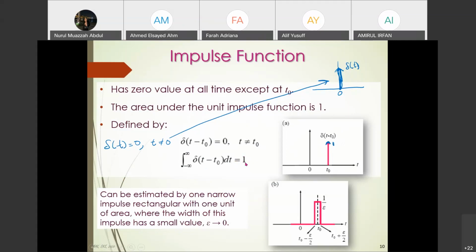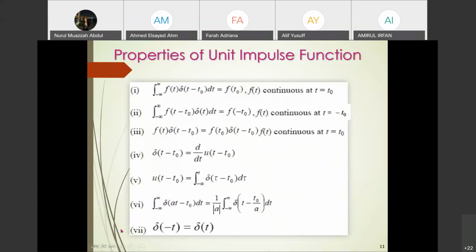So when you see the number here, it's actually the area of the impulse function, because this defines the delta function. It can be estimated by one narrow rectangular impulse with one unit of area, where the width of this impulse has a very small value, towards zero. All right, and these are the properties of the unit impulse function.